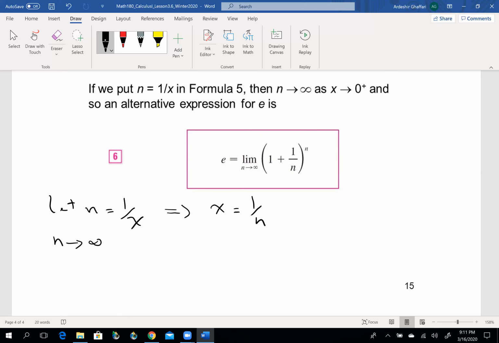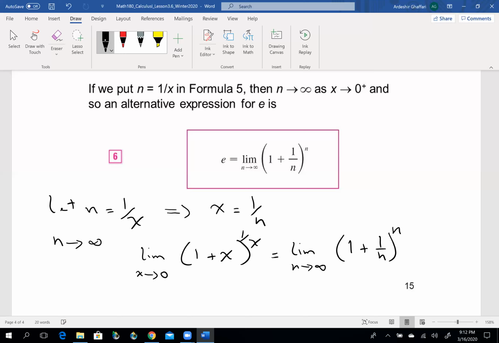So with all this information, the limit as x approaches 0 of 1 plus x to the power of 1 over x, that I explained to you guys in the previous slide, is equivalent to the limit as n approaches infinity of 1 plus, and again x is equal to 1 over n, and then to the power of 1 over x is n, so to the power of n, and that's equal to e.